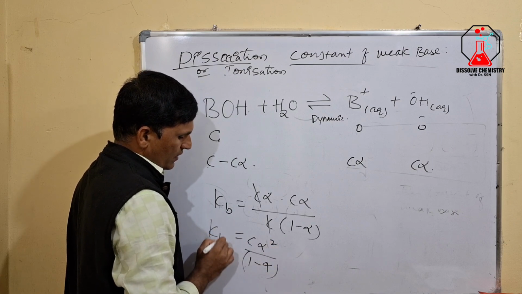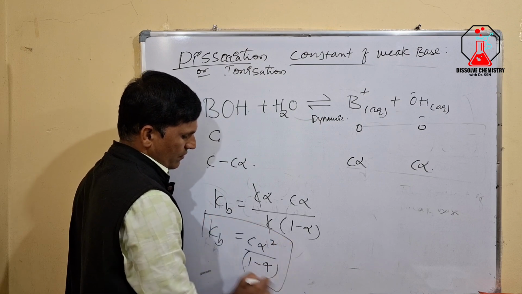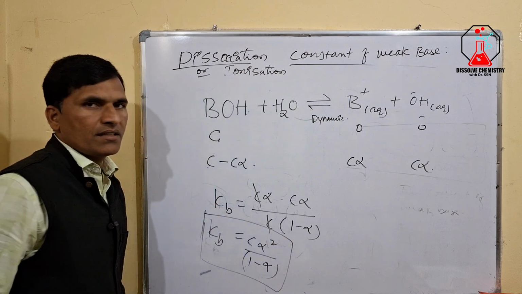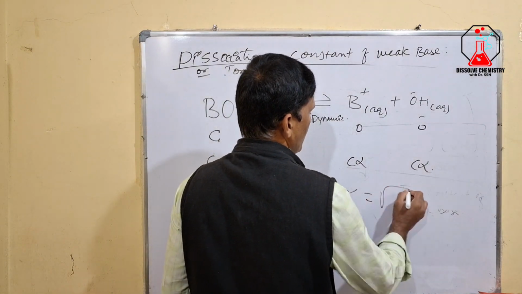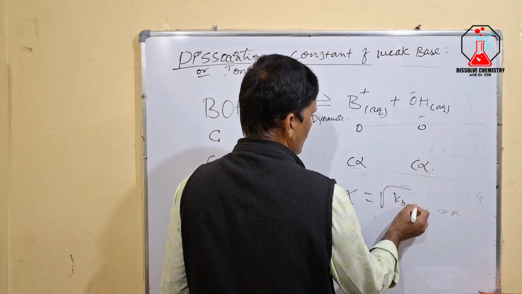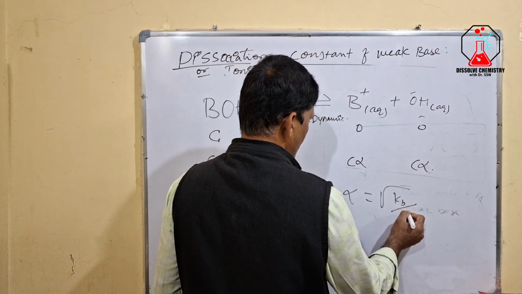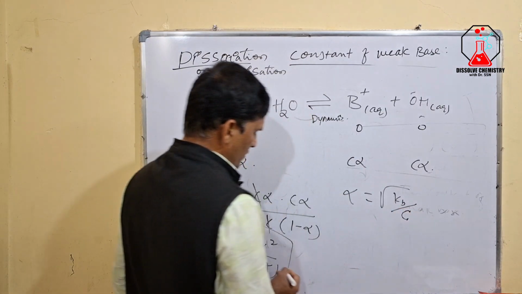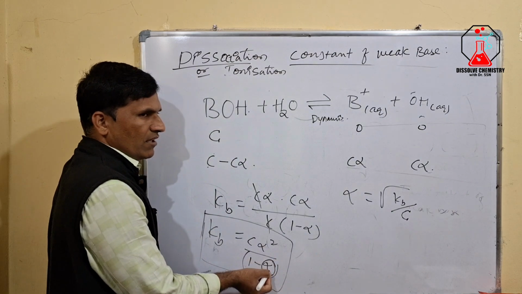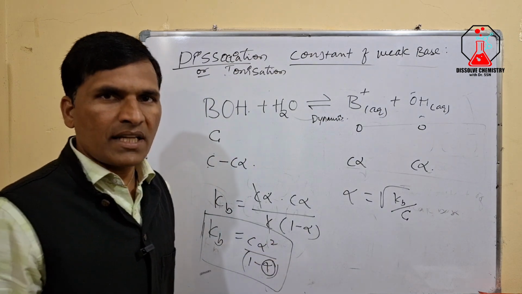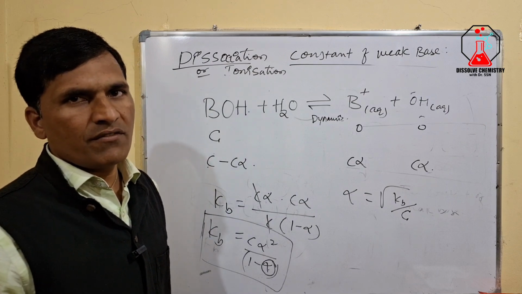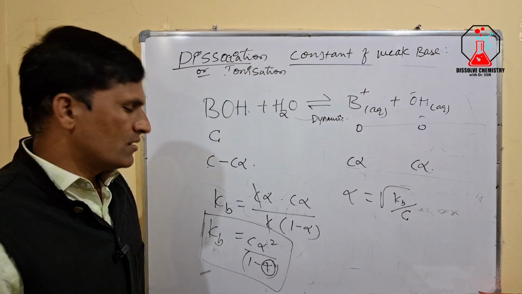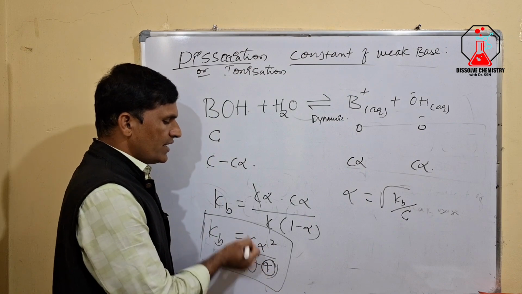So that is your Kb, the dissociation constant in terms of degree of dissociation. Therefore alpha is equal to under root Kb by C. As in the denominator, once again, we are going to neglect alpha because it is a weak base and the degree of ionization will be very small. So it will be taken as unity in the denominator.